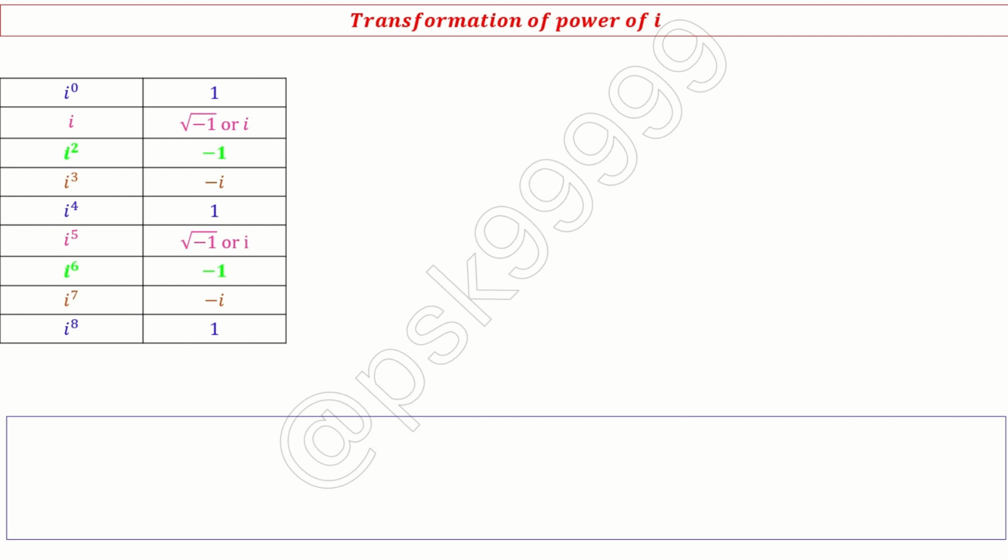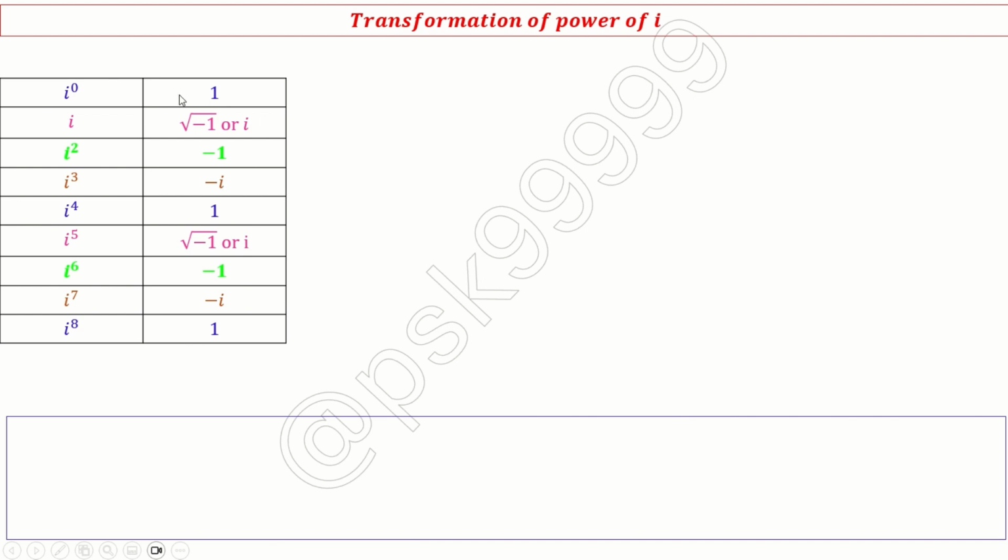So, let's first write it continuously. i power 0 equal to 1, we know, anything power 0 is 1. i power 1 is nothing but i, which is square root of minus 1. And i square is minus 1, i cube is i square into i, so it will be minus i. i power 4 is i square into i square, so minus 1 into minus 1, which is 1. And i power 5 is i, i power 6 is minus 1, i power 7 is minus i, so it repeats. So the cycle is basically 4.